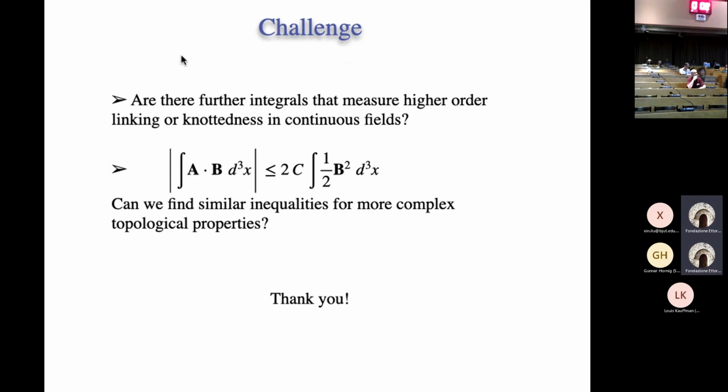But even if you come up with an integral which is not invariant but still has a non-vanishing value for any diffeomorphism, that would be interesting for these kinds of inequalities, and they can help us to learn more about the dynamics of magnetohydrodynamic relaxations.